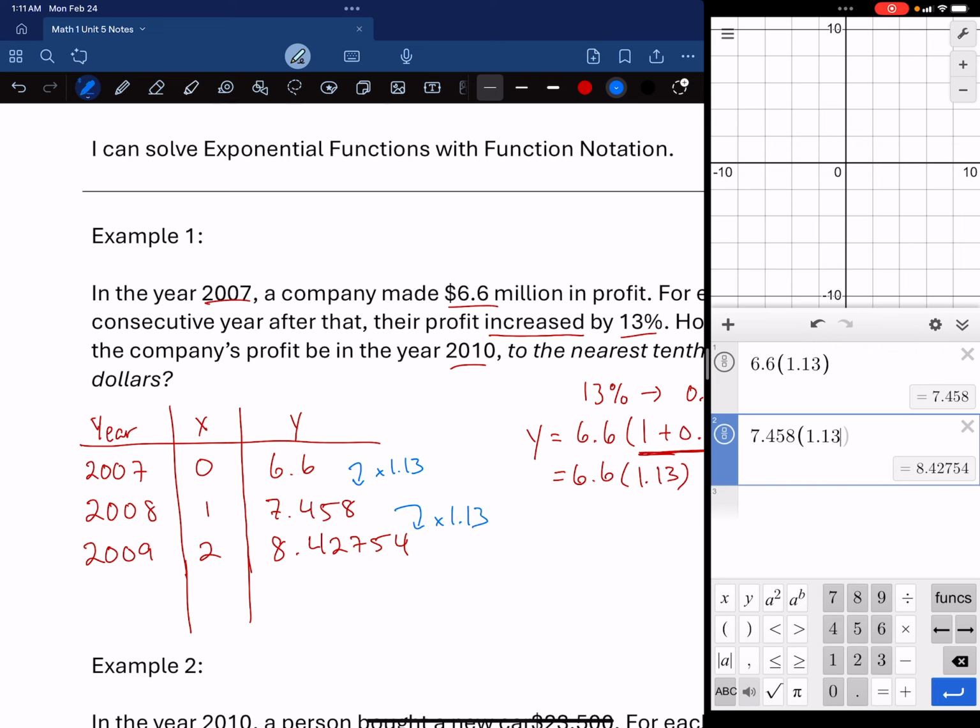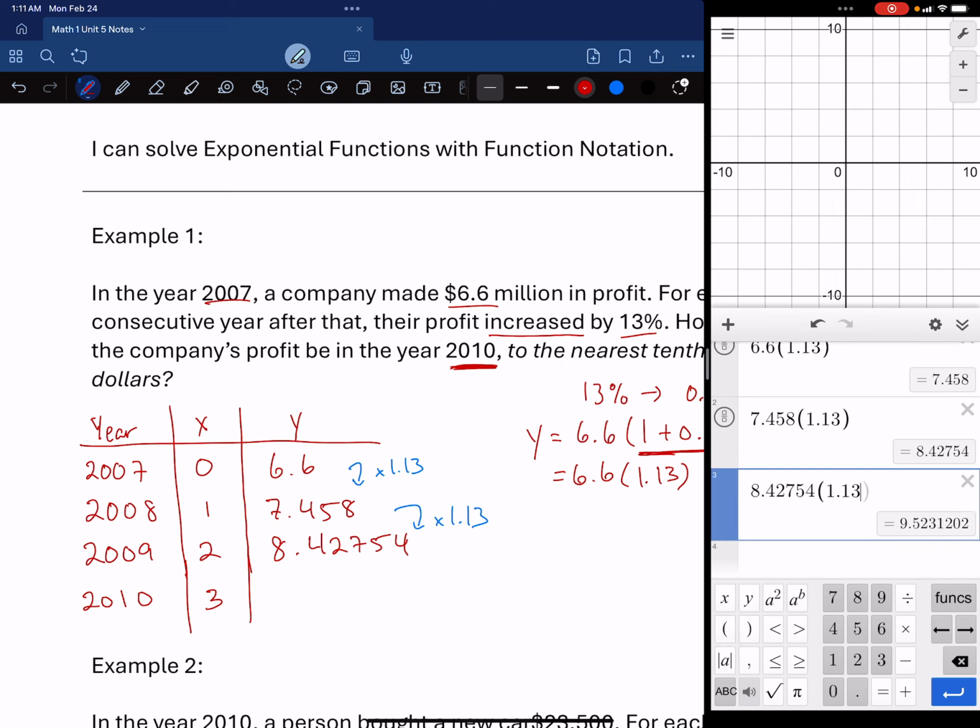Last one, right? Because our last number, we're trying to get to the year 2010. That would be 3 years after we started. So I'm going to take 8.4275 and multiply that by 1.13, and we get 9.5231202. Okay, so I didn't round on purpose.